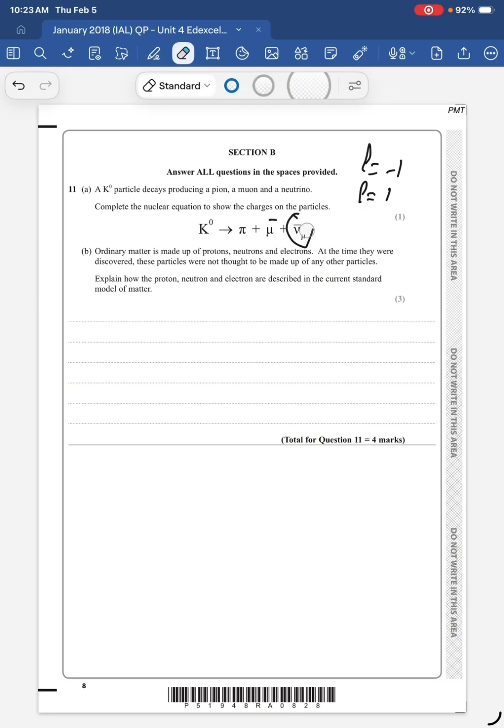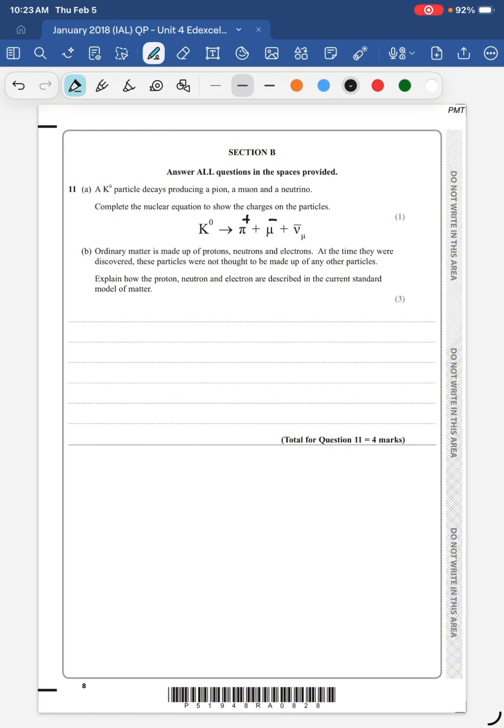So we have a 0 lepton number on the right-hand side, just like the left-hand side, because the left-hand side is just a pion, sorry, a meson, okay? And mesons don't have lepton numbers. So if the muon has a minus charge, then the pion needs to be a positive pion. And that's the answer. Hope this makes sense.